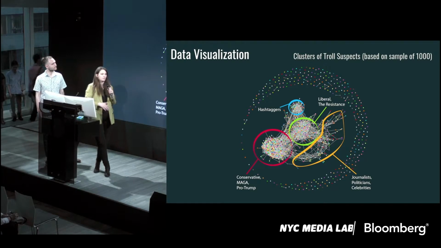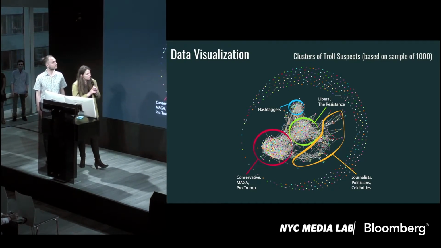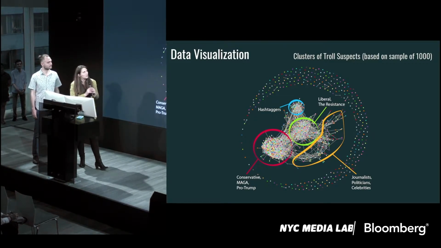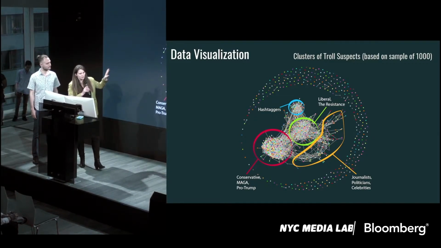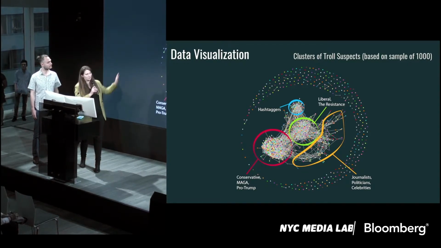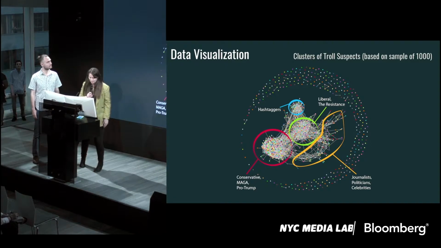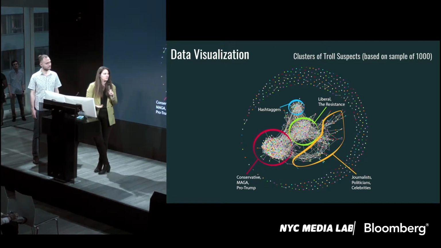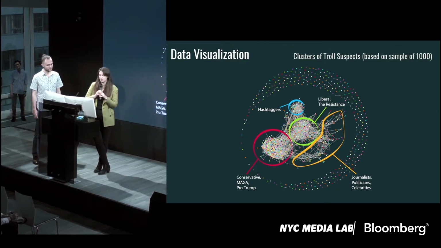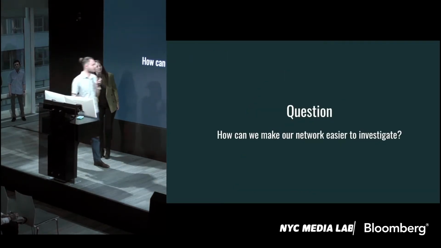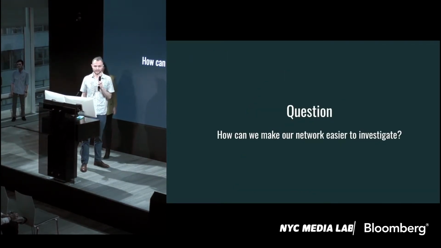So we've started doing that, and this is just a sort of preliminary analysis, and this is a sample of just 1,000 of those accounts. And basically this confirmed that we were on the right track with something, and that there were these identifiable clusters and groups of online communities. But this is only 1,000. If we want to do all 31,000 or more, how do we do this in a more manageable way? So that led to the next question, which is how can we make this network easier to investigate?